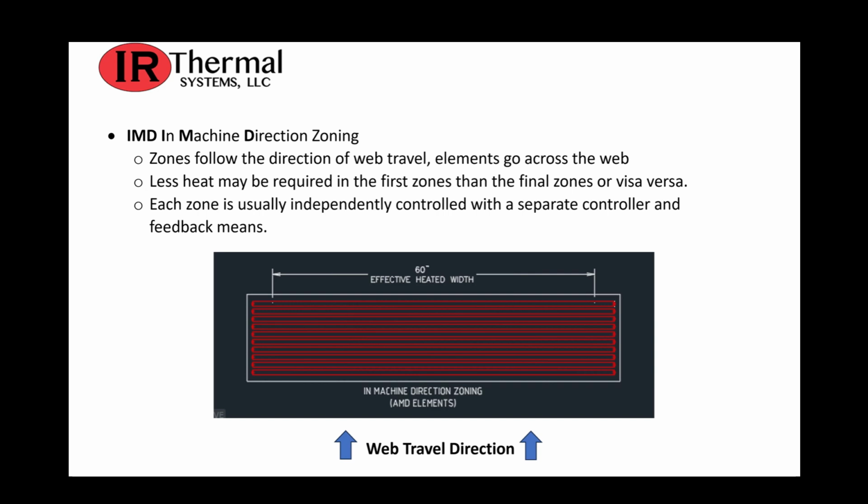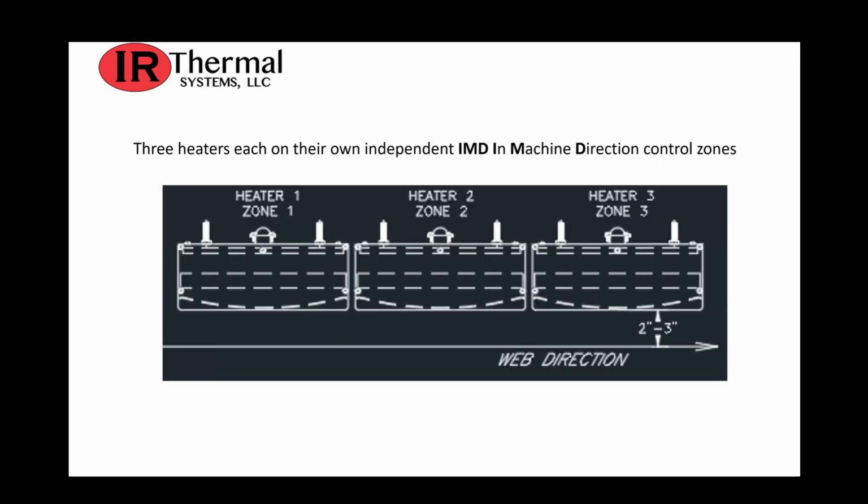And you can see there that the temperature across the web is consistent. And so here's another diagram where we have three different temperature zones in a heater that's set up in an IMD, or in-machine direction, control zone configuration. You can see that as the web goes by, you have three different heater zones.